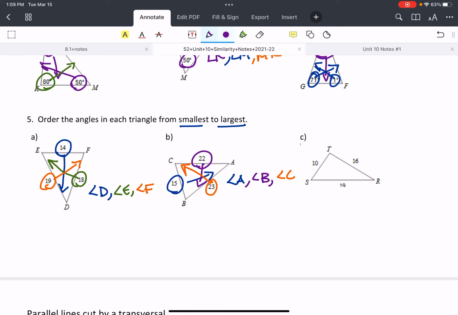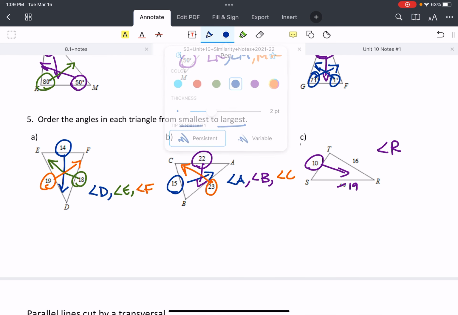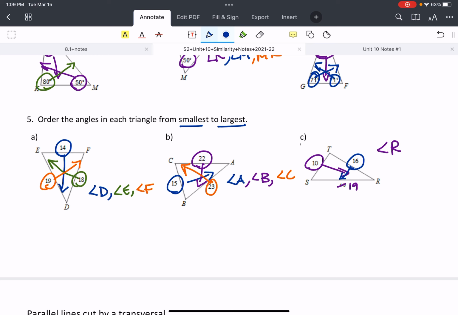Here, I think we're going to make this be a 19. I think that's what it is on your paper. So 10 is across from angle R. 16 is across from S. And 19 is across from T. And that's how you label those.